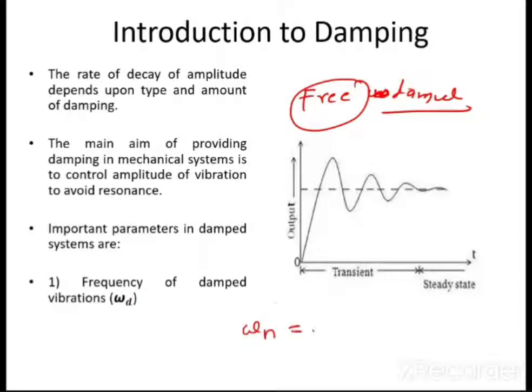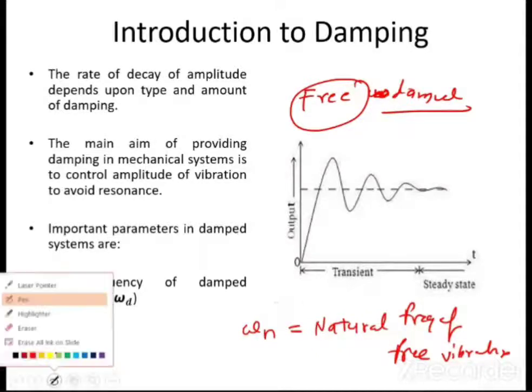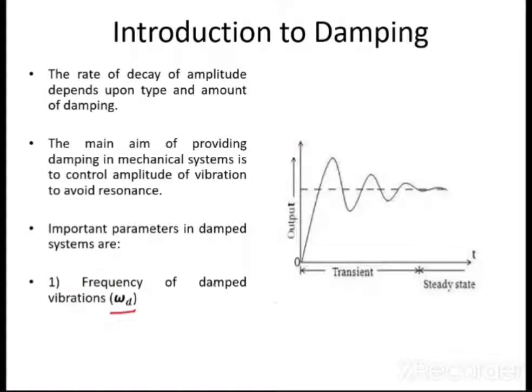Now what is omega n? Omega n is nothing but the natural frequency of free vibration. The frequency of free vibrations is called the natural frequency. And this omega d is nothing but the natural frequency of damped vibration. It is also a natural frequency, but it is called the natural frequency of damped vibrations, or frequency of damped vibrations.